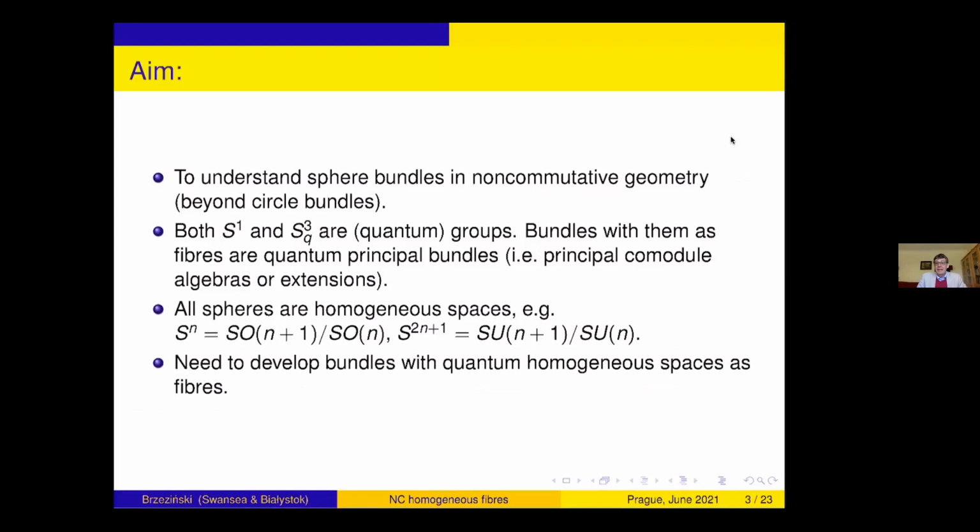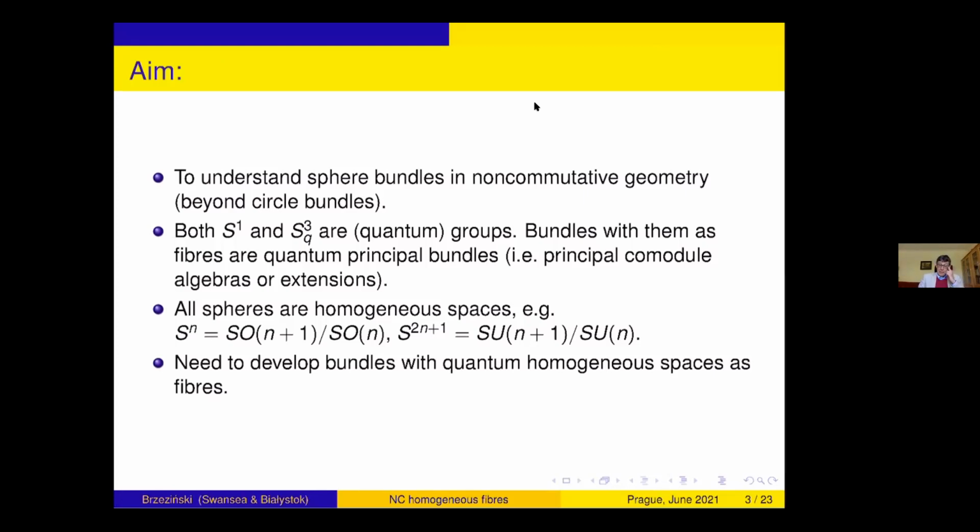Right, I already mentioned what the aim is, but it never harms anyone if the aim is repeated, especially if the topic is quite technical. So we would like to understand sphere bundles in non-commutative geometry, and to go beyond bundles with a circle as a fiber, or S3 as a fiber, because in the S1 and S3 cases, these are both quantum groups. They are Hopf algebras. The algebras of coordinate functions are Hopf algebras.